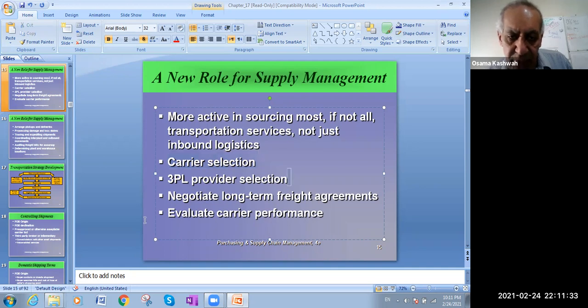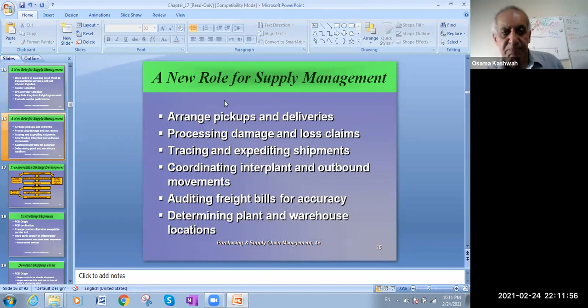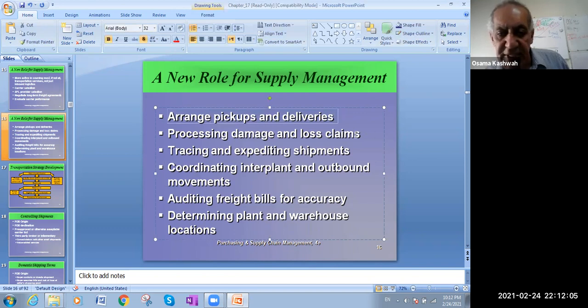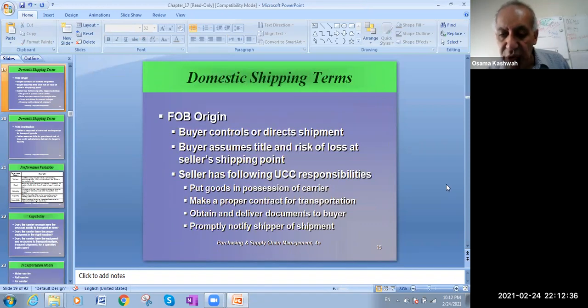3PL provider selection, and we negotiate long-term freight agreements. How the agreements in the long term by negotiations. We have talked before about the art of negotiations and how to come to a solution for a problem or a conflict or struggle between two parties. Evaluate carrier's performance as well. Still, we are in the new role of supply management, and we'll talk about arranging pickup and delivery, processing damage and loss claims, tracing and expediting shipments, coordinating inter-plant and outbound movements, and auditing freight bills for accuracy, and determining the plant and warehouse locations. So all these points are also new roles that come into the supply chain management. Here, let us go to page 18.